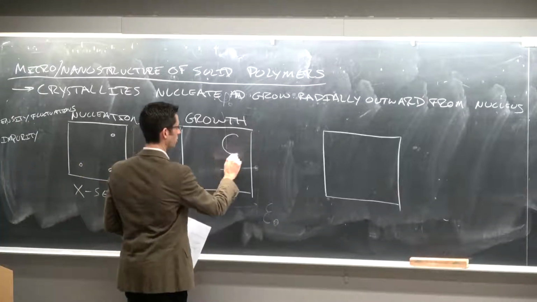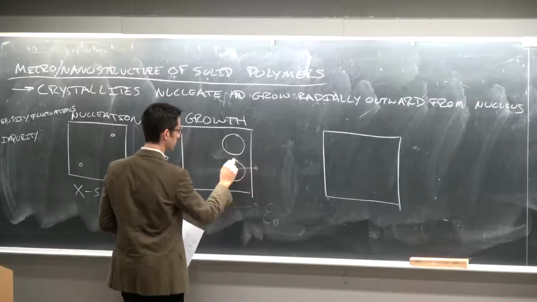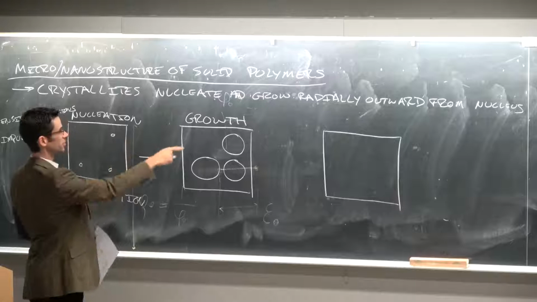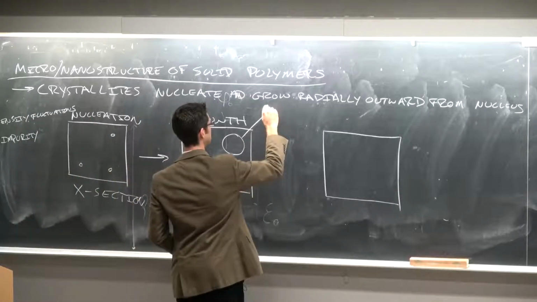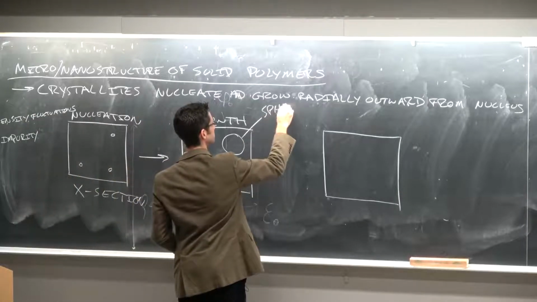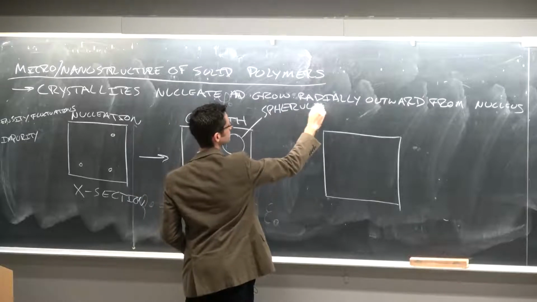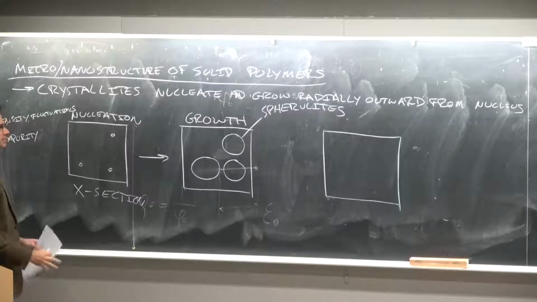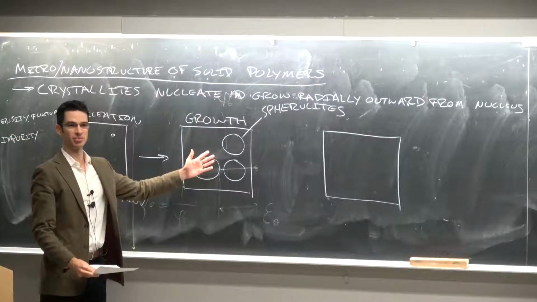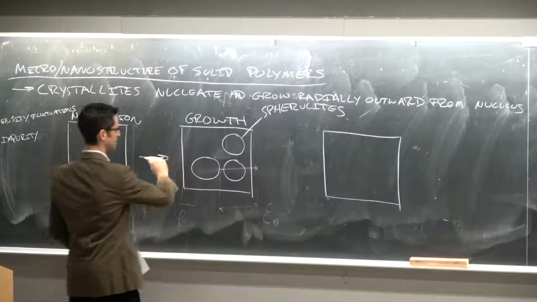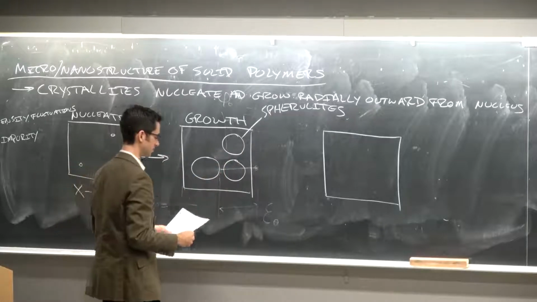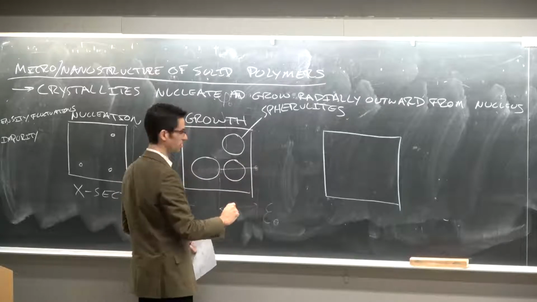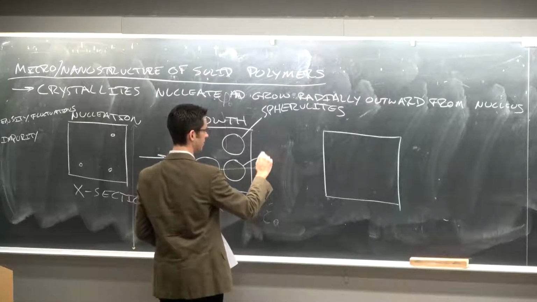Growth, what happens in growth? The spherulites get bigger. So crystallites nucleate and grow, and these are called spherulites. Why spherulites? Because of their spherical shape. This is the cross section, so they're circles. If you look at the spherulite under cross-polarized light, it has a very distinctive pattern.